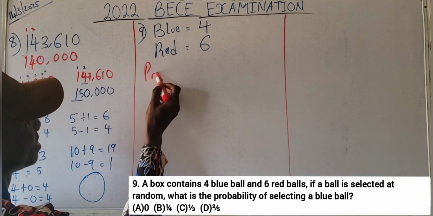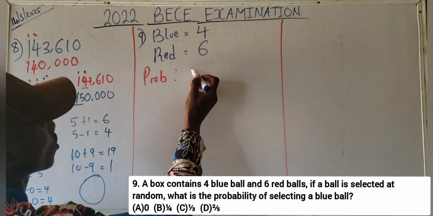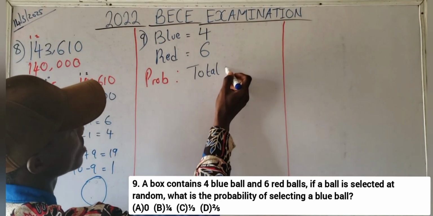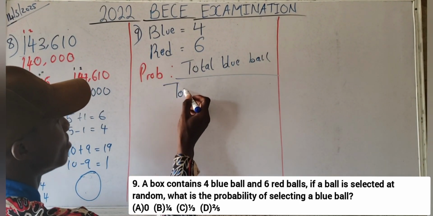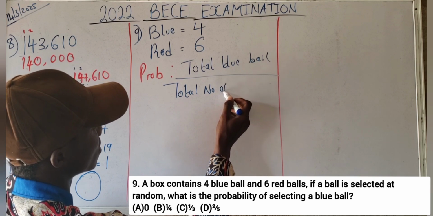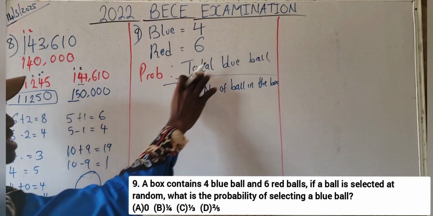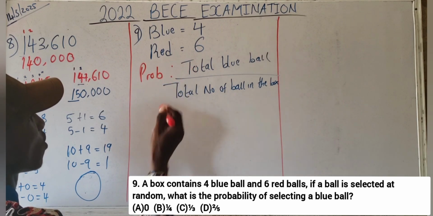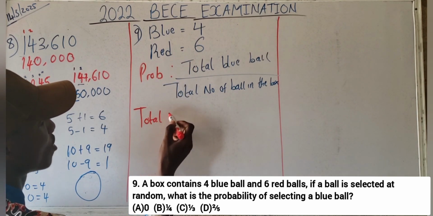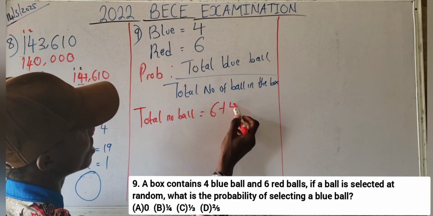Desired outcome, probability. I just want to make it as simple as possible, okay? So kindly pay attention. The probability of selecting a blue ball will be the total number of blue balls all over the total number of balls in the box, you understand? The total number of blue balls is what? Is 4. The total number of balls inside the box is what? Is 6 plus 4, which is equivalent to 10.